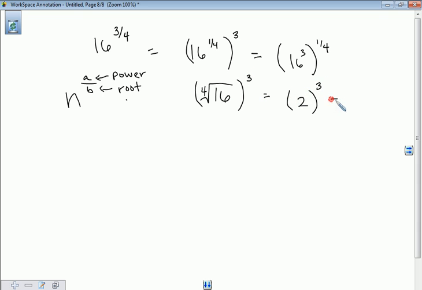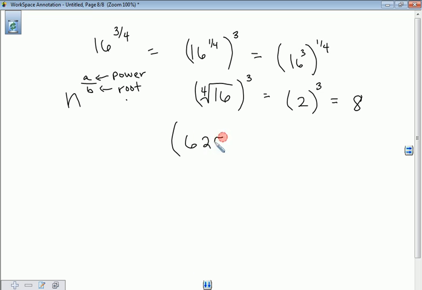And 2 to the 3rd is 8. So if you have something that is 3/4, would it always be just half of it, or would it only apply to 16? Like, if you have any number to the 3/4, would it always be half of that number? So wait, why is it 2?